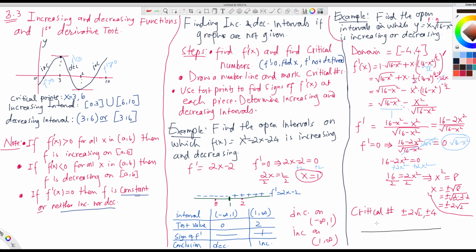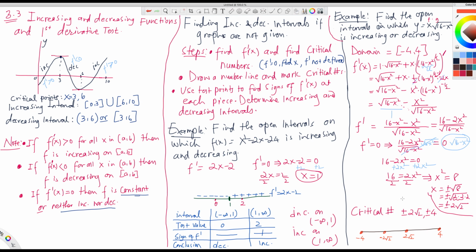When you draw the line, you don't have to draw outside negative 4 and positive 4, because the domain is negative 4 to positive 4 only, right? So this is one critical number. Let me use a different color for that. Another critical number is negative 2 root 2. Another critical number is positive 2 root 2. And another critical number is 4, right? Let me write those down: negative 4, negative 2 root 2, positive 2 root 2, and then positive 4.